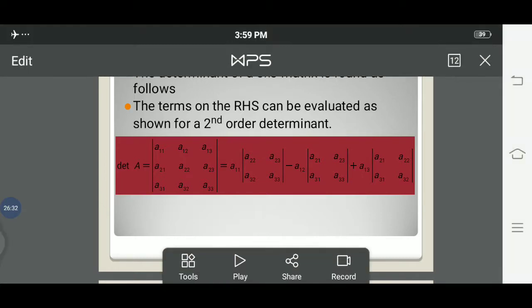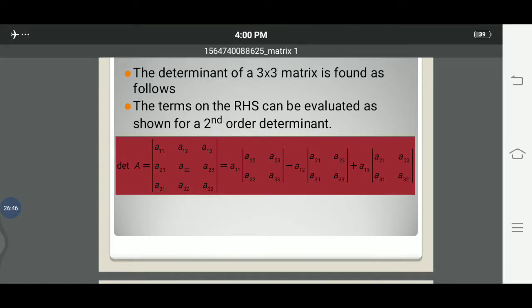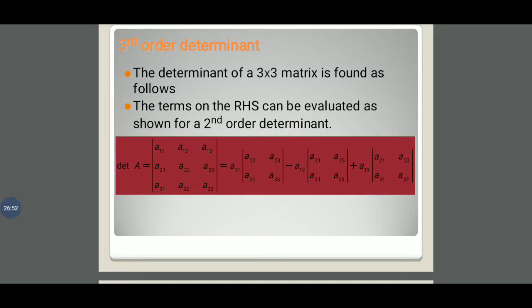Deleting the first row and first column, we get the minor A22, A23, A32, A33, minus, with opposite sign, A12. Deleting the first row and second column, we get A21, A23, A31, A33, plus A13, that is our first row last element.